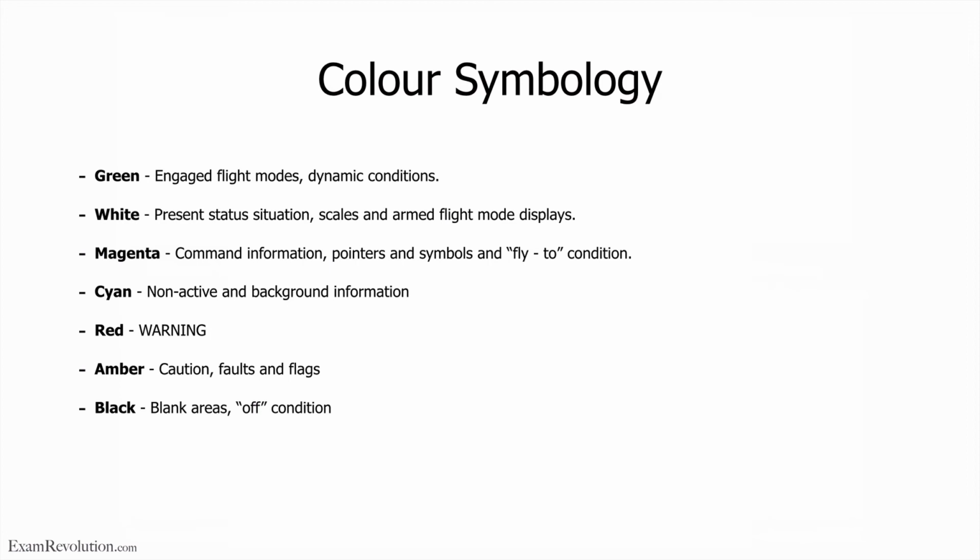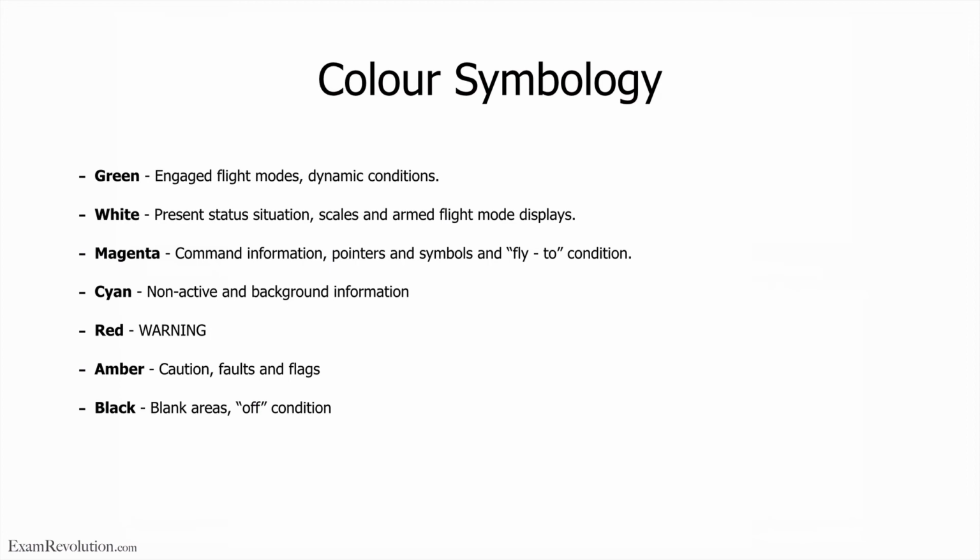Magenta is purple. That's command information, right? That's like saying, I want to fly to this, or I want to fly at this speed, or at this altitude, right? And then cyan, that's blue. That's non-active and background information. And then red is obviously a warning, like always. And then amber is your orange, right? This shows you a caution, or it shows you faults and flags.